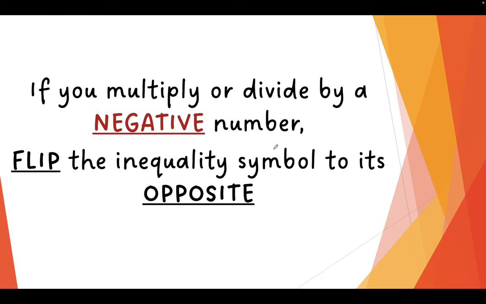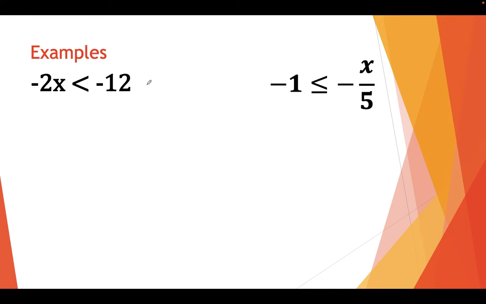If you multiply or divide by a negative number when you're solving your inequality, you are going to flip the inequality symbol to its opposite. Taking a look at this as an example. In this case, I'm dividing both sides by a -2. The number that I am dividing by is this number. When that number is a negative, in my answer, I'm going to flip this from -2x is less than -12 to x is greater than a +6.